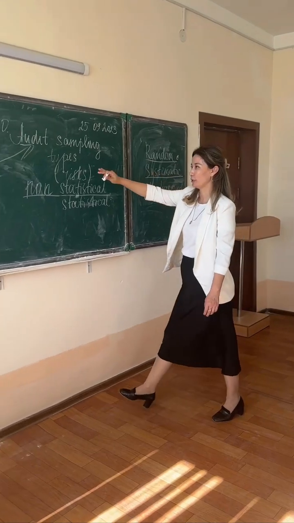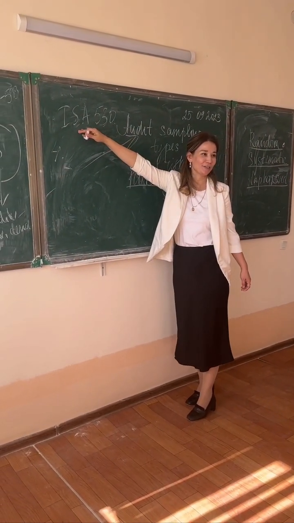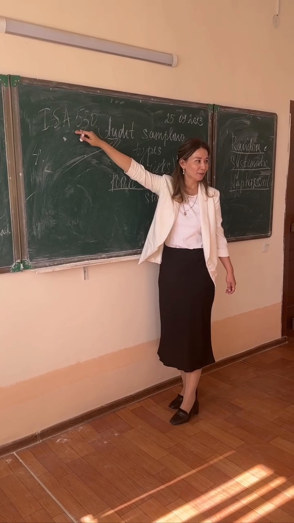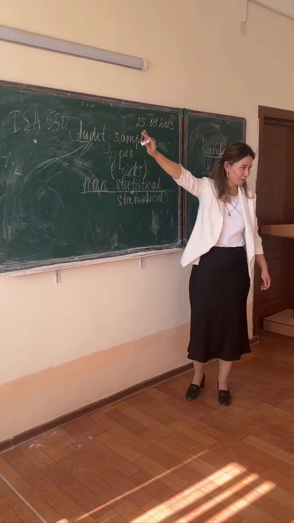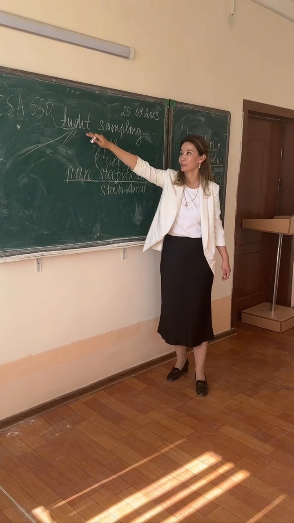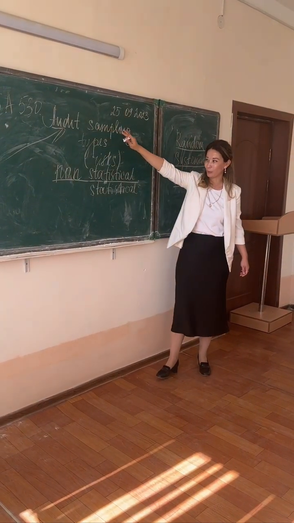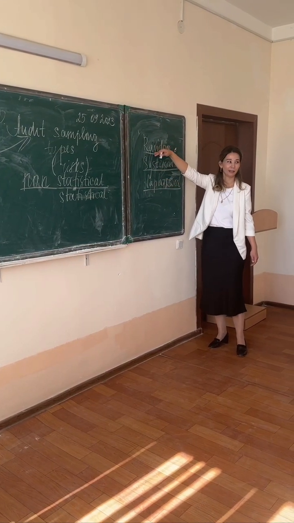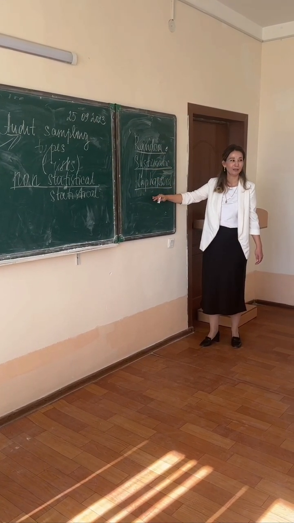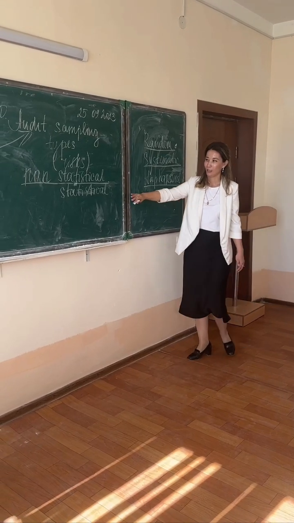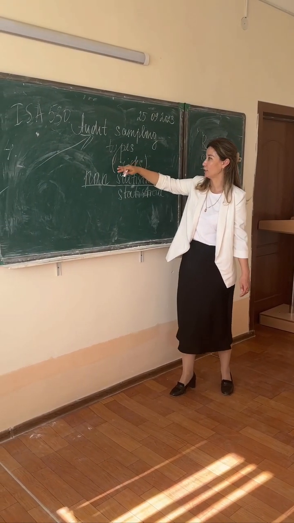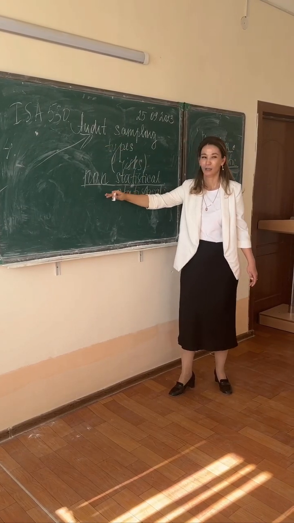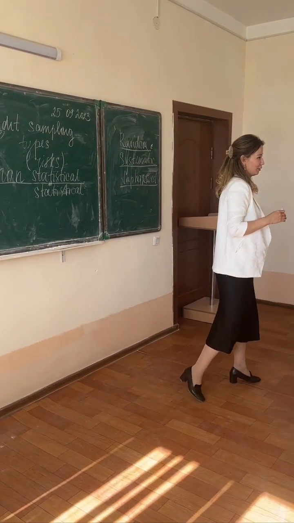So, what standard did we learn today? International Standard on Auditing. What number? 530. Name of the standard? Audit Sampling. So, the types of audit sampling are random, systematic, and haphazard. The risk types of audit sampling are non-statistical and statistical. Yes? Okay, thank you.